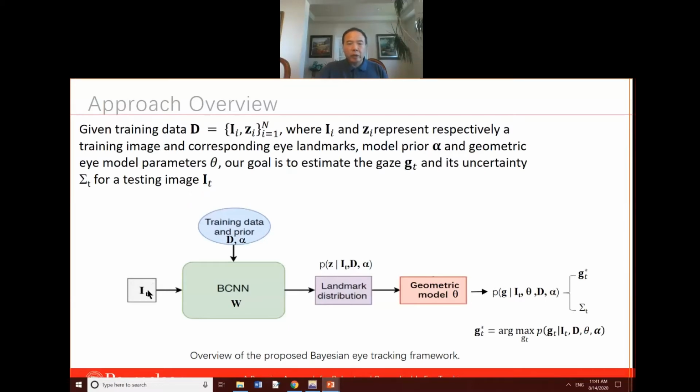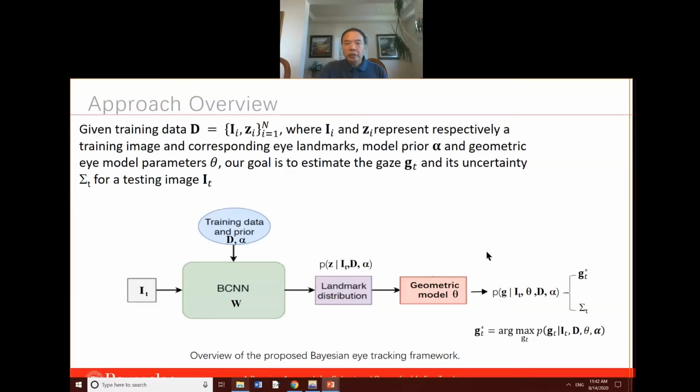And this is the overall flow chart for the proposed method. The input is a testing image. We are given the training data, and we are also given the hyperparameters that specify the prior distribution of W, where W is the parameter of the Bayesian convolutional neural network. Through Bayesian inference, we are able to obtain the probability of landmarks P(Z) given the input image, given the training data, and given the hyperparameter alpha. Then we can feed this into the geometrical eye model, which is parameterized by theta, to generate P(G | I_T, theta, D, alpha). Once we have this probability, we can maximize it to obtain G star T, which is the estimated gaze. We can also compute the covariance matrix from this probability to quantify the uncertainty of the estimated gaze.